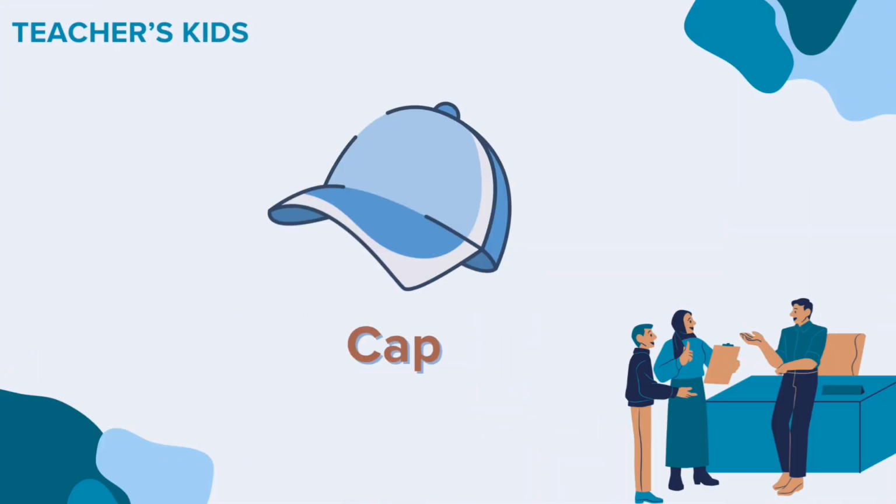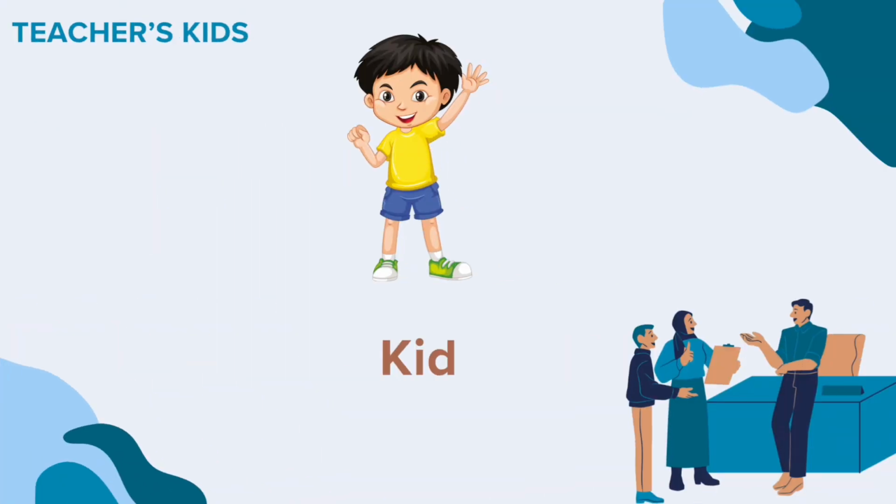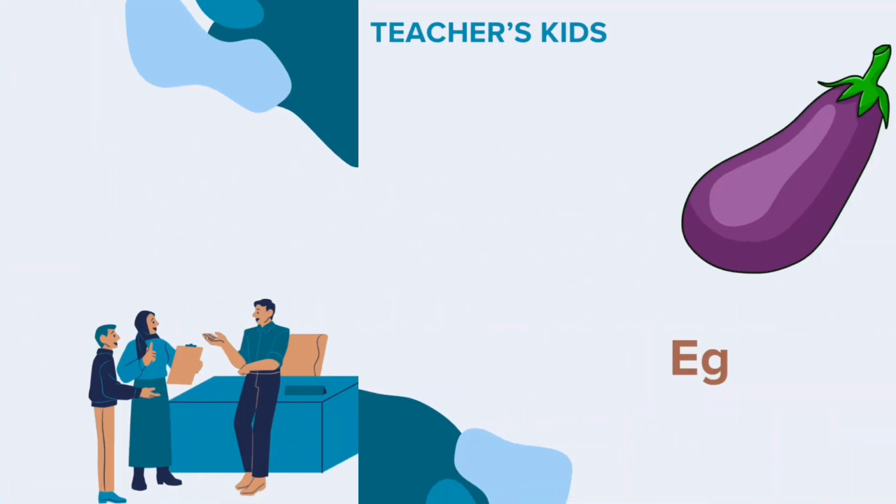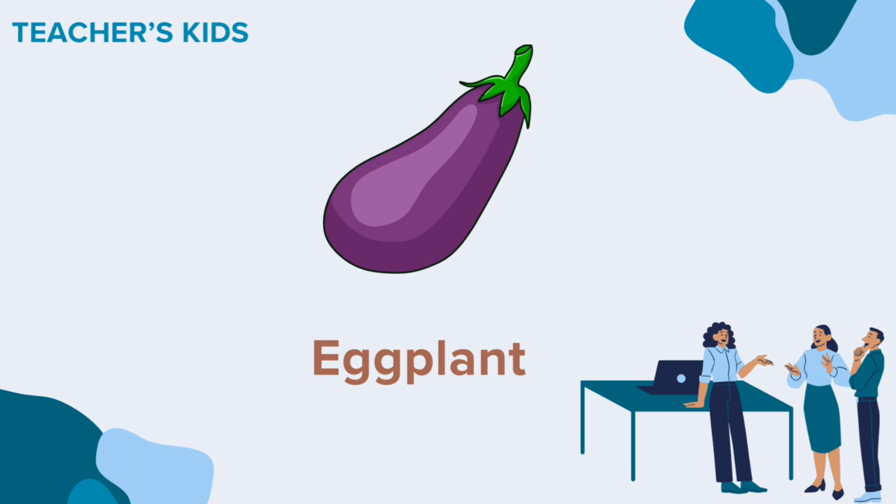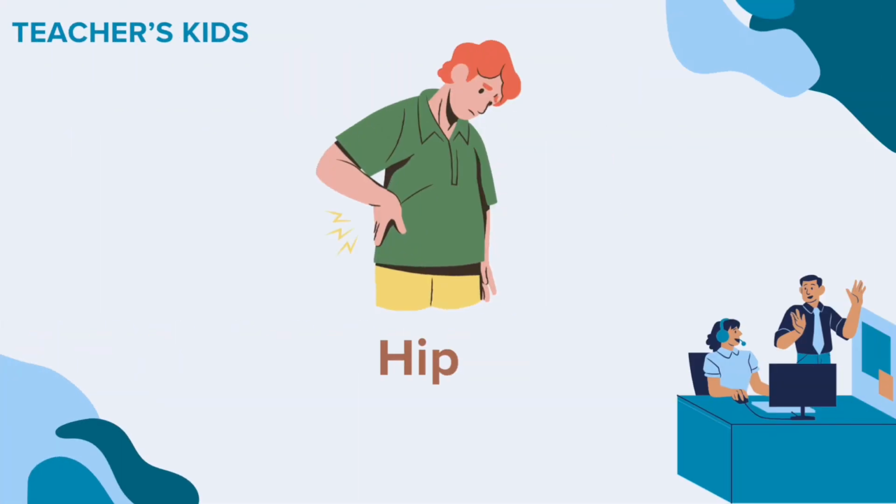C, K, E, H, R, M, D. Letter C sound is k, k, k, so cap. The cap has the beginning sound k, k, k, and letter K sound is k, k, k too. So kid. And letter E sound is e, e. So eggplant.